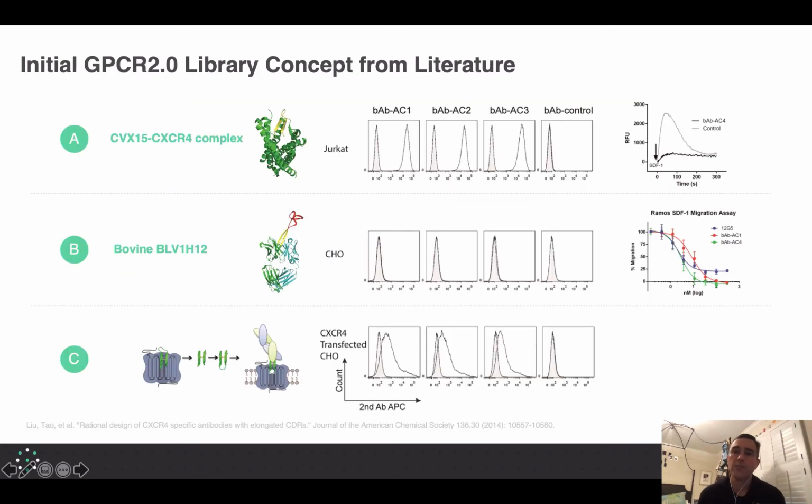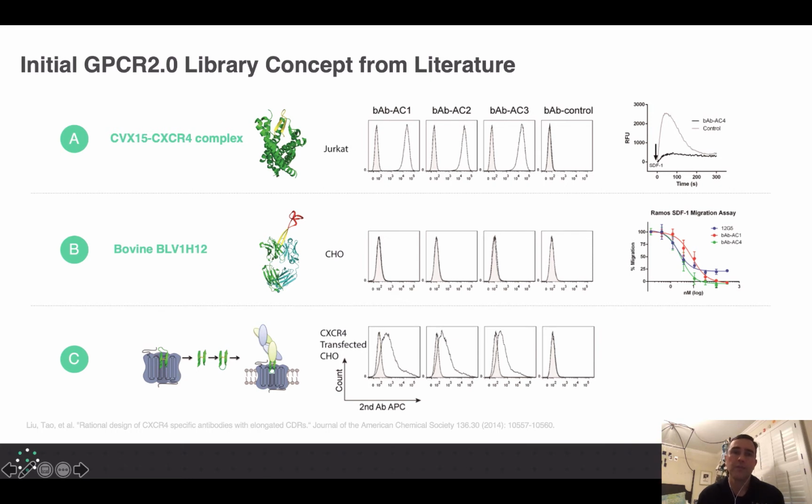Okay, so now I'll get on to the libraries that make up the library of libraries. First of all, our GPCR 2.0 library, I call it our motif-directed library that's focused on GPCRs, and I'll show you now how it was built.